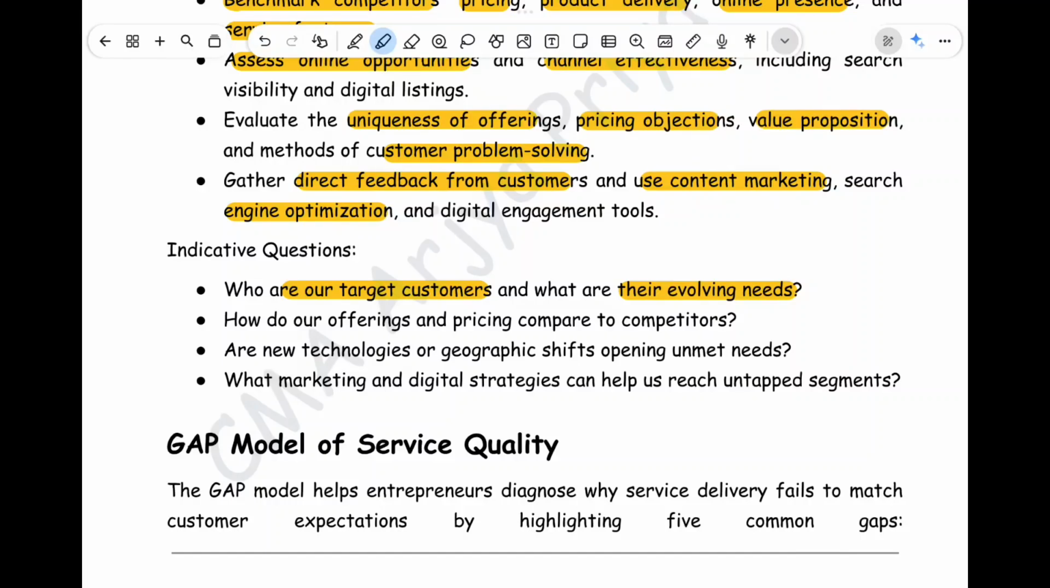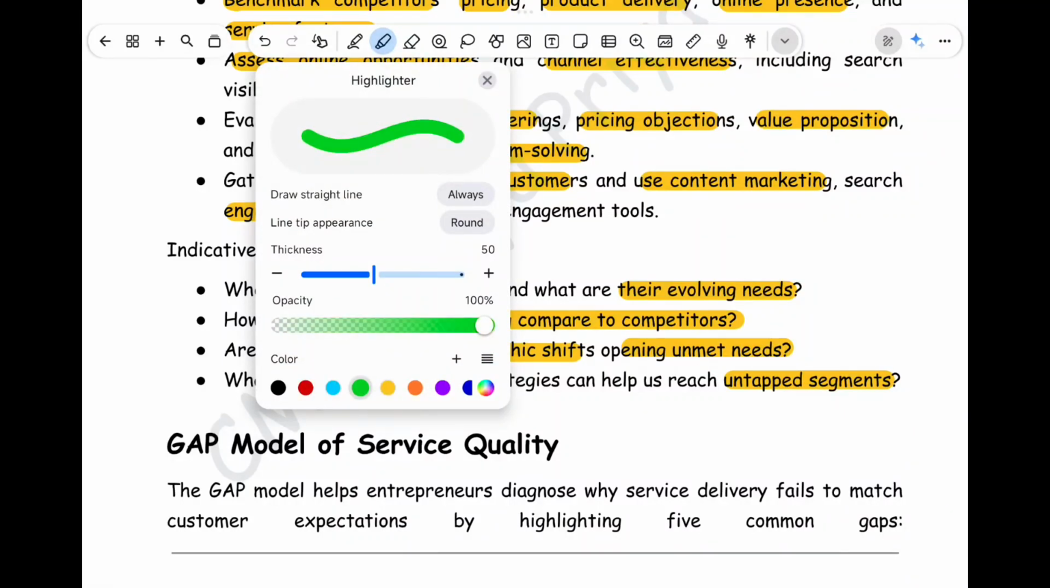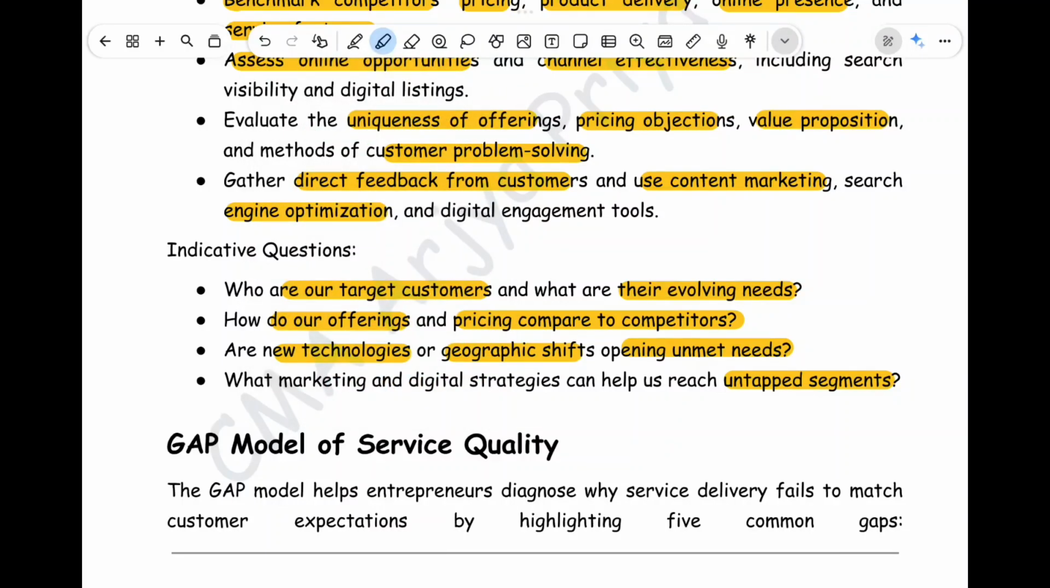Second is how do our offerings and pricing compare to competitors? Third is are the new technologies or geographic shifts opening unmet needs? And the last one is what marketing and digital strategies can help us reach untapped segments. These are the indicative questions, right? So we need to highlight the indicative questions as well.